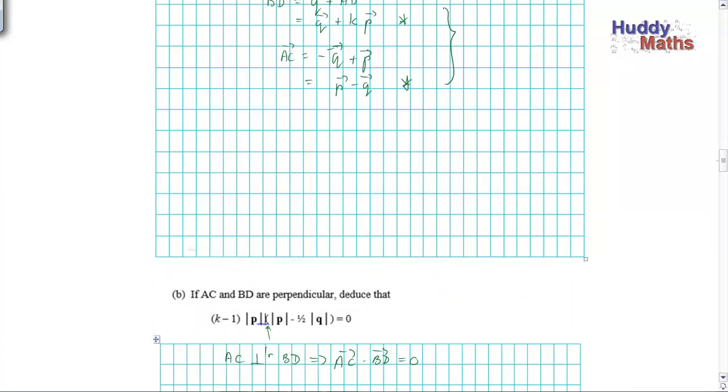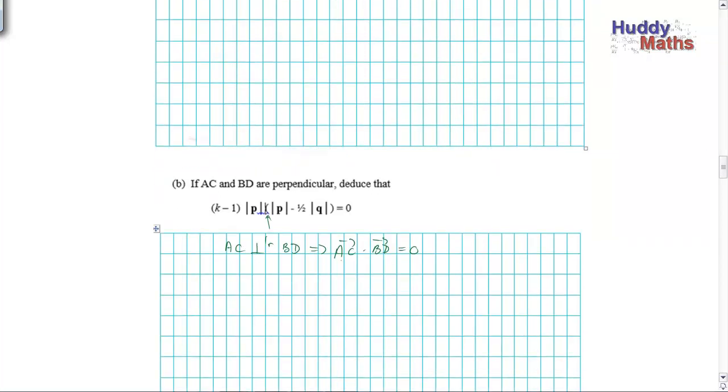Now, AC dot BD. We've got to use the result from part A, and AC is P take Q, and we've got to dot that with Q plus K P equals naught. Now that's all logical. Perpendicular means the dot product is 0. That's accepted. That's a definition. And then we put in our vectors in terms of what they asked us in part A.